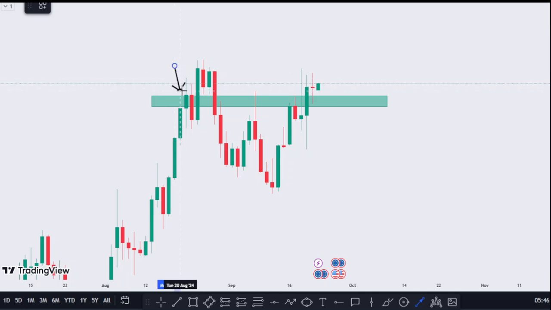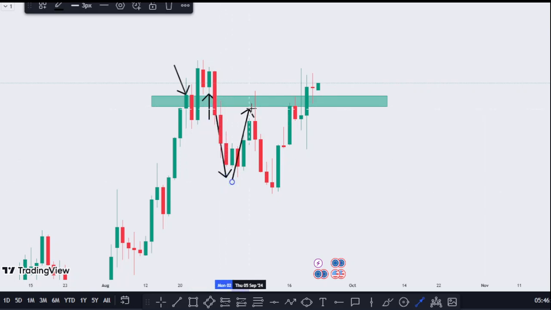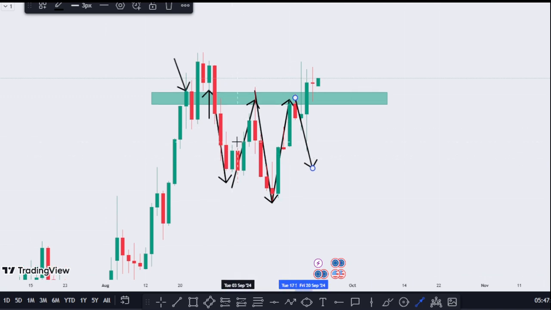Now we have the first rejection here. It was serving as resistance here, then the price took it out, turned it to support, then price retraced back. Price was rejected around this zone here. Then price broke it down. Then price retraced. Then price was rejected as well. Price came back again. Price was rejected as well. Can you see how many times that zone has been rejecting the price action?